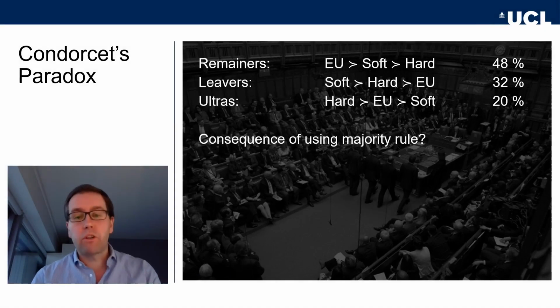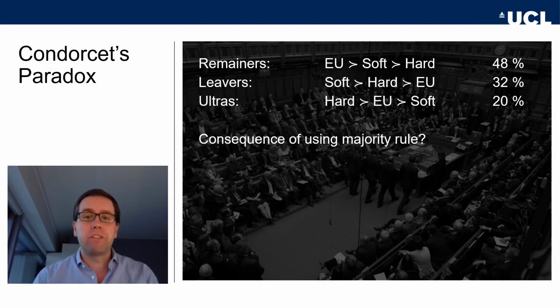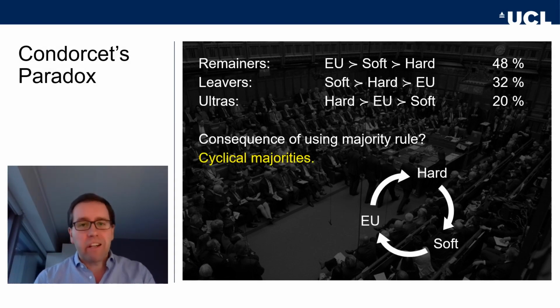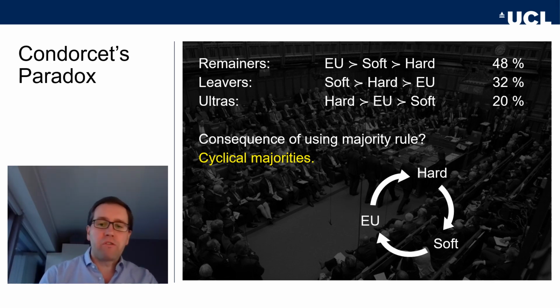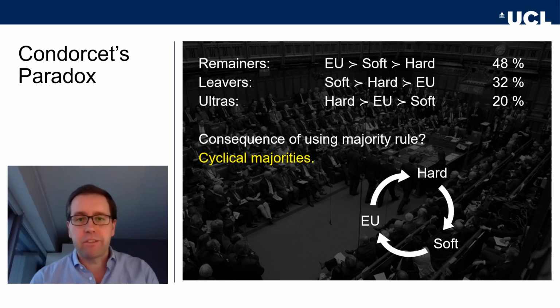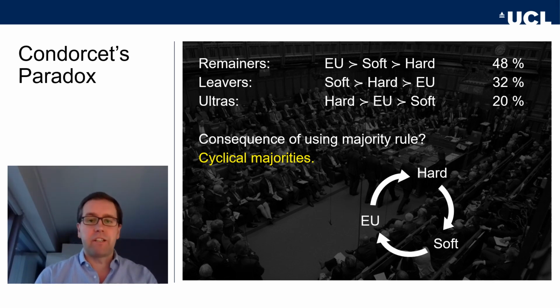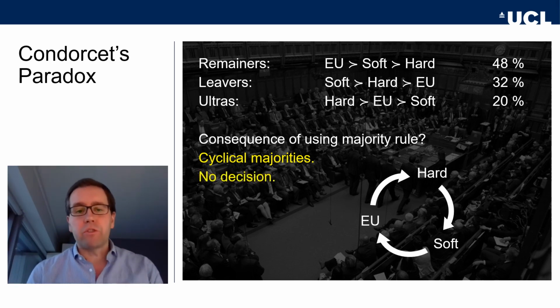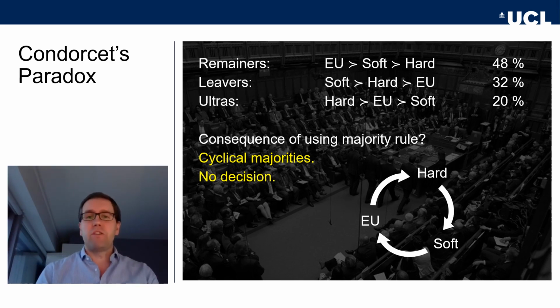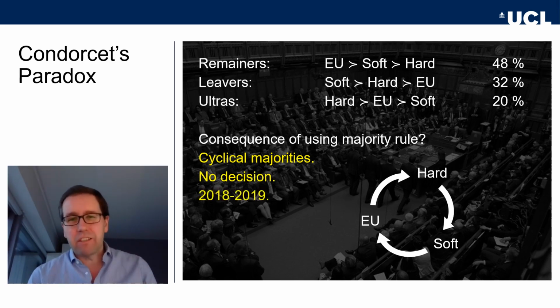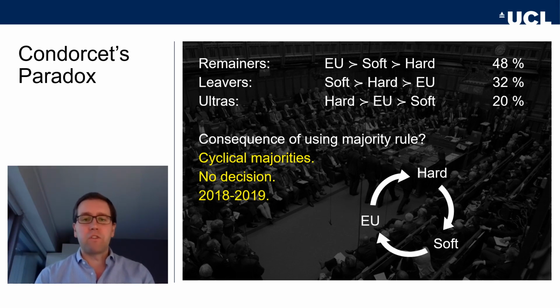So what's the consequence of using majority rule here, or doing contests between these different options? Well, basically we end up with cyclical majorities. So there would be a majority for hard Brexit that gets then beaten by some soft Brexit option that then gets beaten by Remain, that then gets beaten by hard Brexit again. So we would sort of cycle through different scenarios. And in practice, people of course know this, and then there's indecision. No decision can be made, and that's exactly the scenario we saw in 2018, 2019 of a stalemate, an impasse that could not be resolved within Parliament.